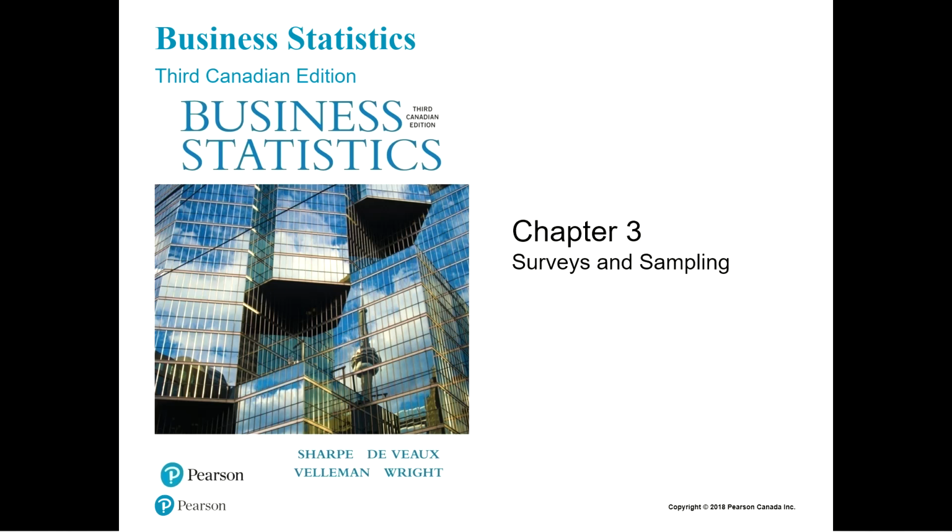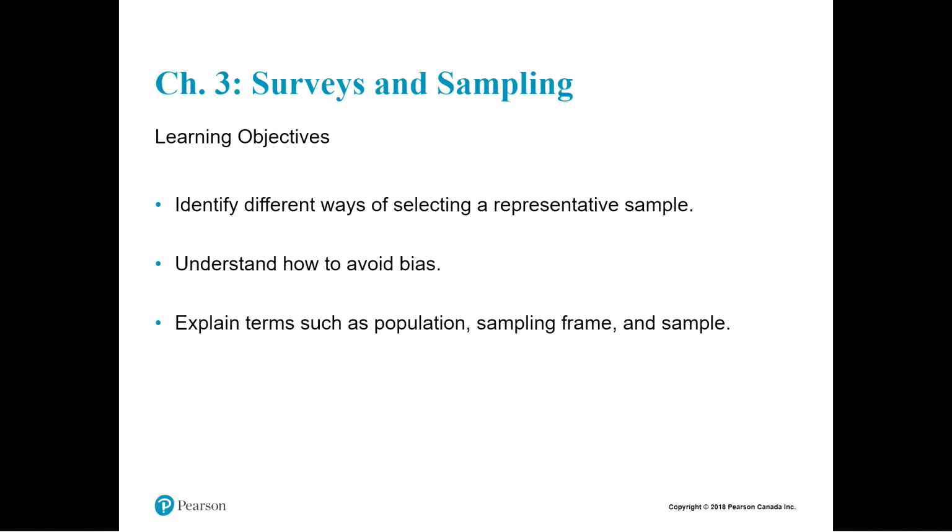This is Chapter 3, Business Statistics or Statistics Methods, Surveys and Sampling. So you, as students of this class, certainly most of you have done surveys and understand what that is. Let's take a closer look at what they are in more detail. The learning objectives here: identify different ways of selecting representative samples.